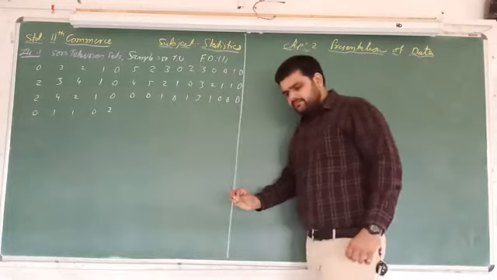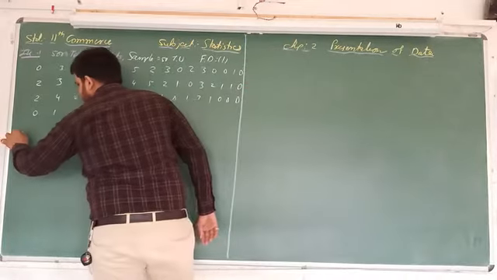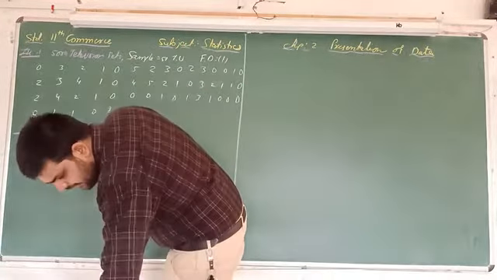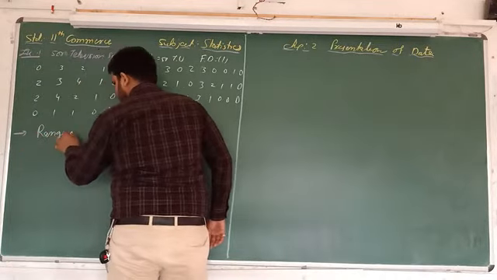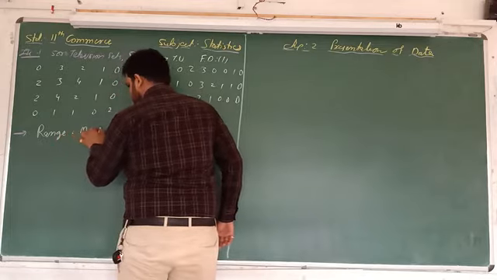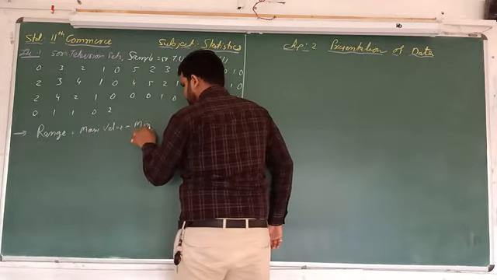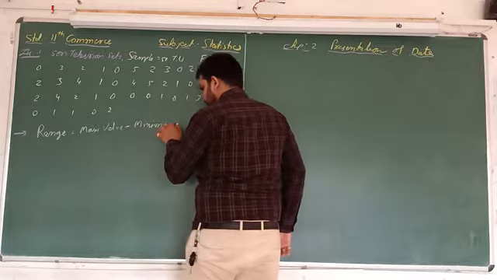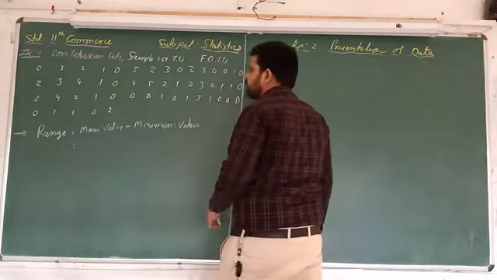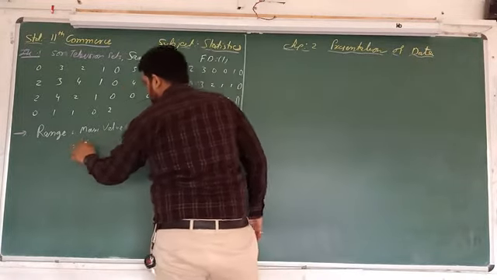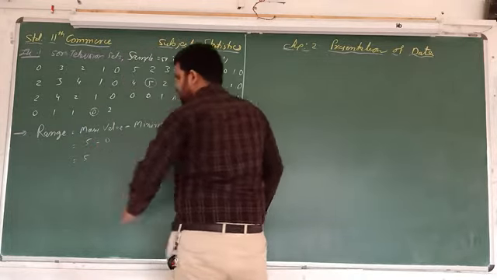Right now, first of all we have to find out the range. What is the formula of range? Range is equal to maximum value minus minimum value. In this particular data, what is the maximum value? 5. What is the minimum value? 0. So the range is 5.